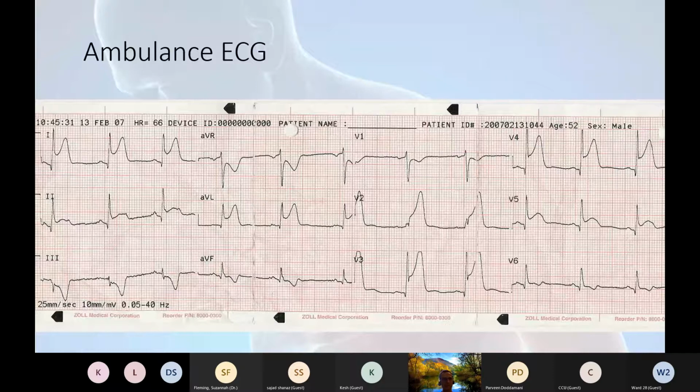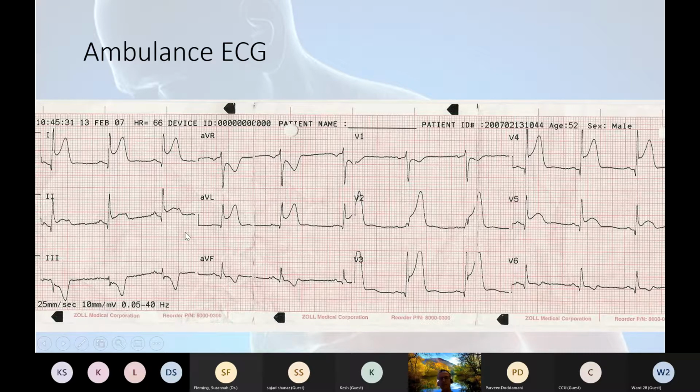What does that show? So it shows extensive anterolateral myocardial infarction. So we've got about 6 millimeters of widespread anterior ST elevation and extensive elevation inferiorly. So this is a big, big infarct.